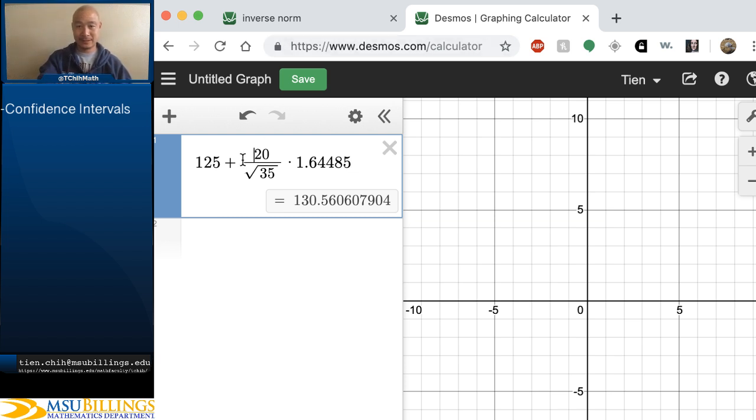All right. And if you remember the way we computed the confidence interval was plus the margin of error and minus the margin of error. So if I subtract the margin of error, that gives me 119.44.